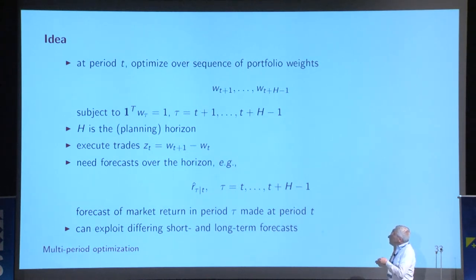Okay, so you'll have a forecast, and you'll have r hat tau given t, and that will be your prediction of the return in period tau given t. And remember that r hat t given t is already pretty poor, so you can imagine how poor tau plus 10 given t is. But that's the idea.